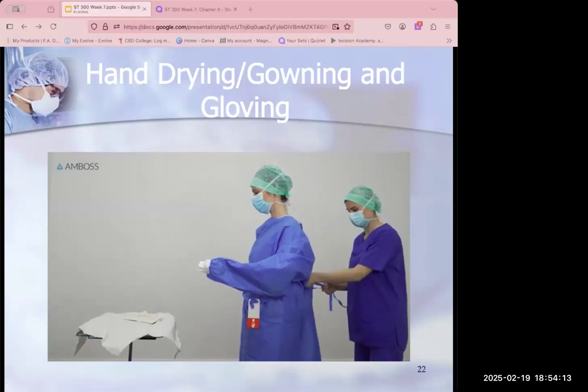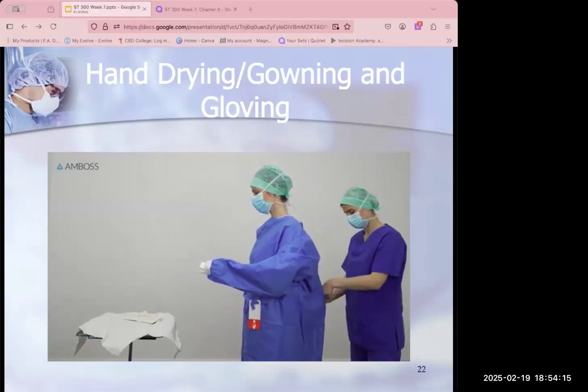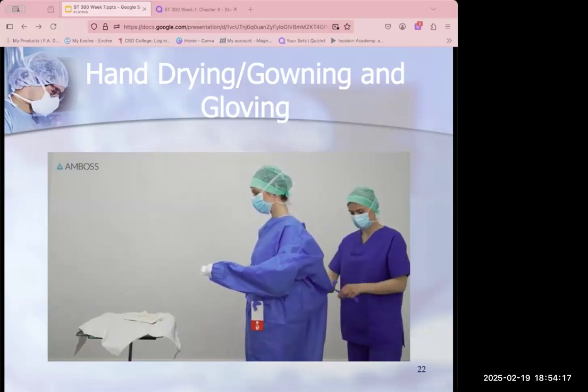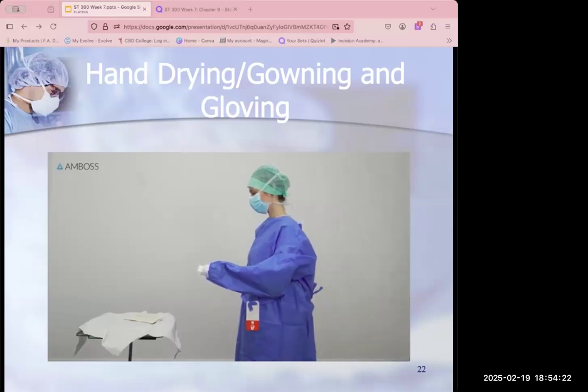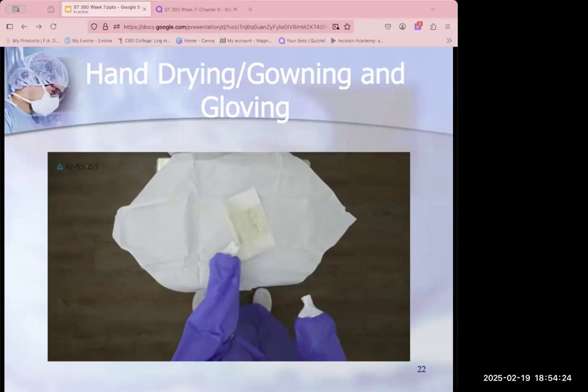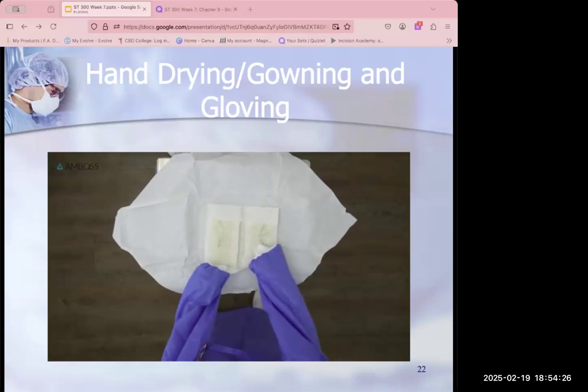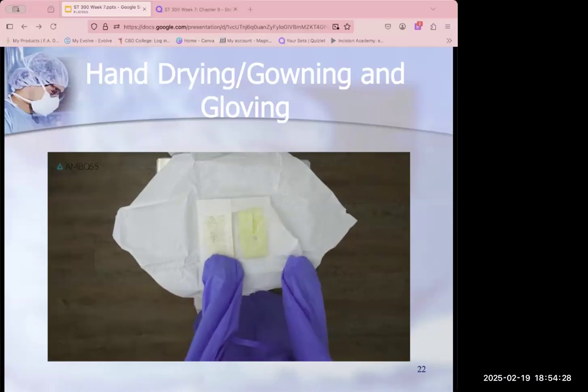At this point, you'll need some help. Ask an assistant to pull the gown all the way over your shoulders and to help fasten the back and waistband. Keep your fingers inside the cuffs. Now we'll show you the closed glove method. First, unfold the sterile paper package and press the edges down so they don't fold back again.